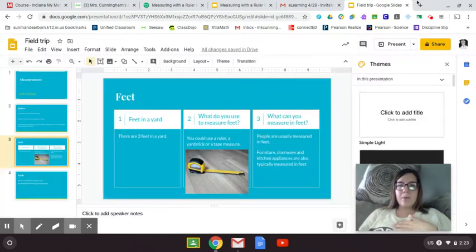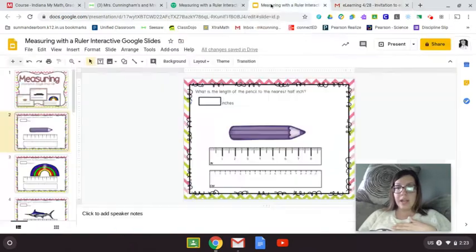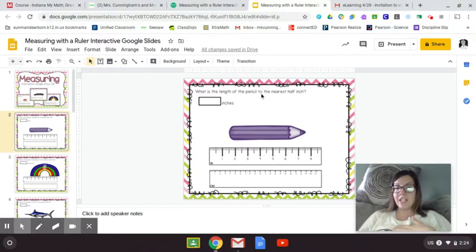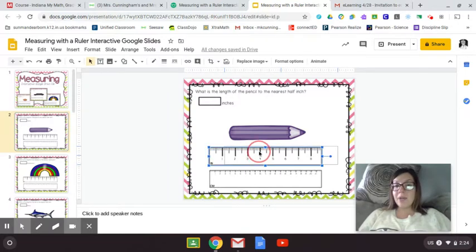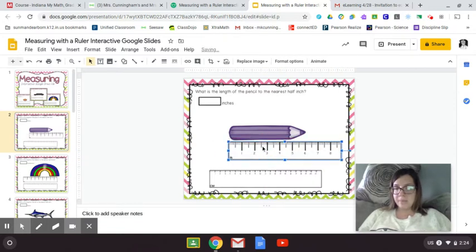All right, so I'm going to actually exit off of here. And what you guys are going to be doing on Google Classroom, you're going to be measuring with a ruler. So you need to read the directions. This says, what is the length of the pencil to the nearest ½ inch? So first of all, I have to look. This one's in inches. This one's in centimeters. Which one am I going to use? Inches. Now, I need to click on the ruler, and I'm going to pick it up because I can't measure it right now. It's not lined up. So I'm going to line it up the best that I can.